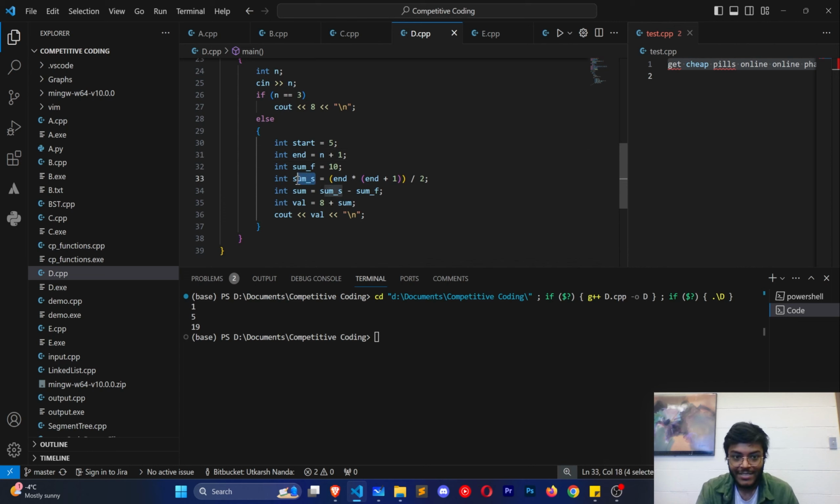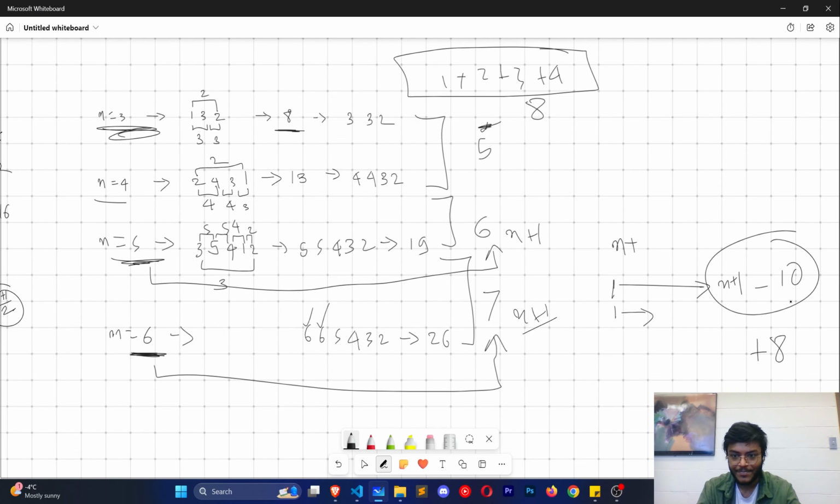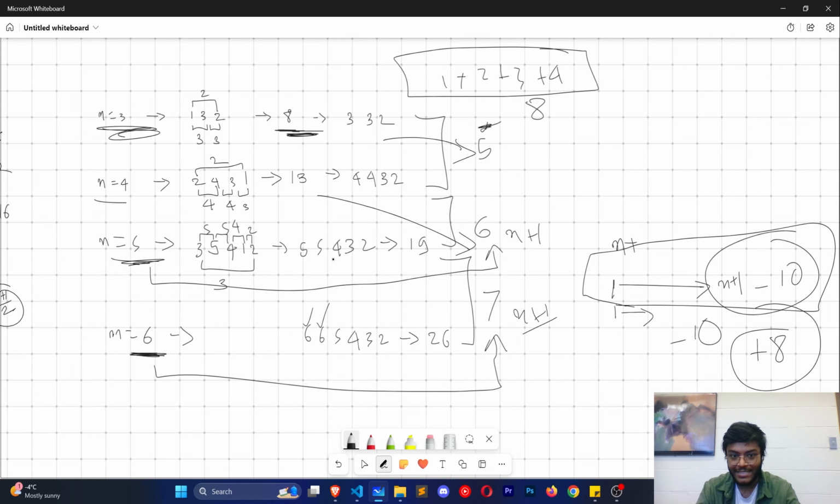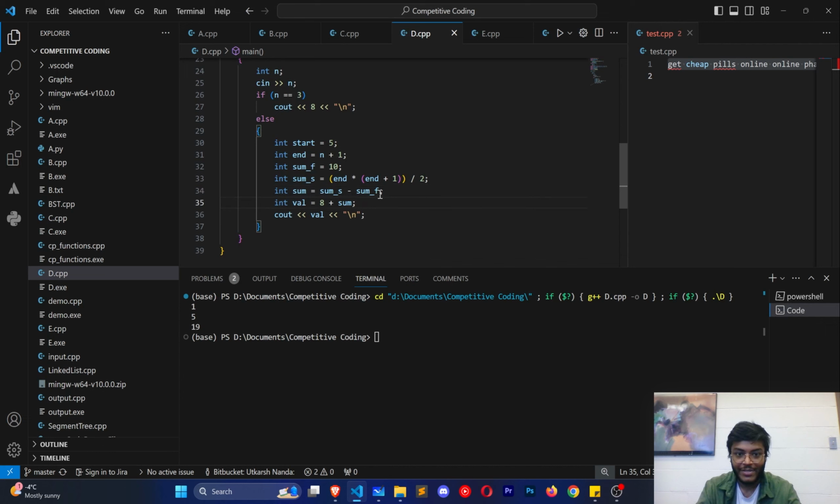So what we do is, this is sum first, which is 10, the sum of the first four elements. This is sum second, which is n plus 1 into n plus 2 divided by 2, because the end is n plus 1. And then this finds this whole value, and then we subtract 10, and then we just add 8, which is our base value, because over 8 we are adding 5, and then we are adding 6, and then we are adding 7. Okay, so we just subtract these two, and then we just add, and that's it.